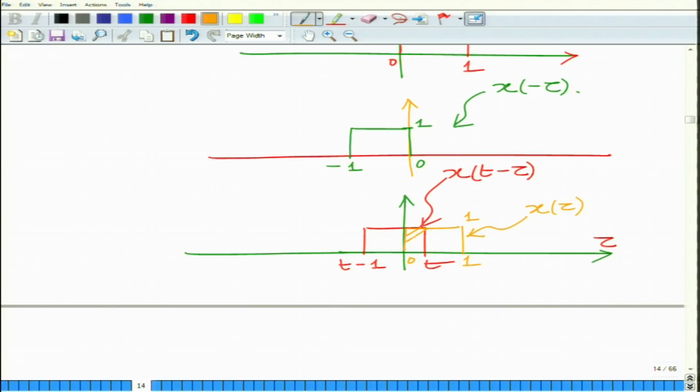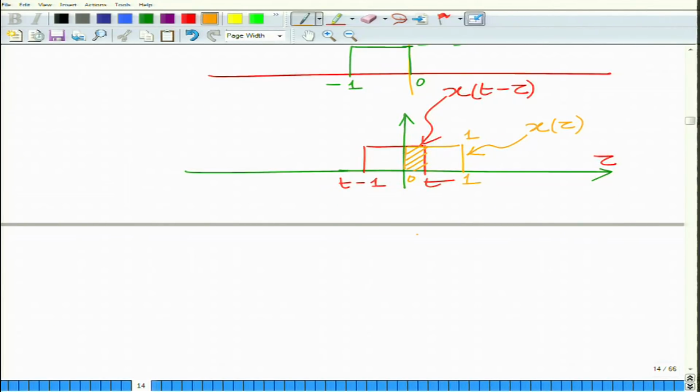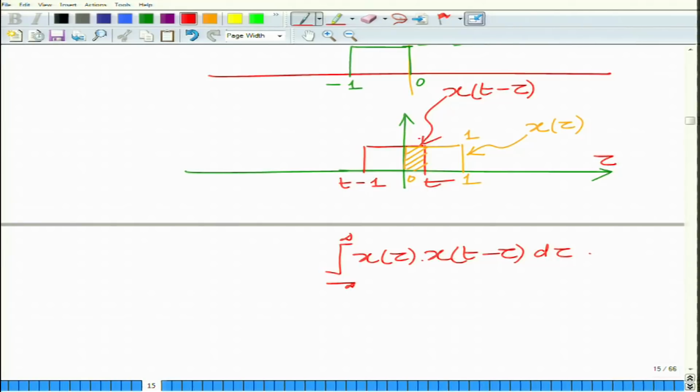So, this is basically the area of overlap between these two pulses. So, you can see the integral from minus infinity to infinity of x of tau, x of t minus tau d tau. Remember, for x of t minus tau, we flip about the y axis, that is, look at x of minus tau and then delay it by t, shift it to the right by t. Okay. And now you can see the corresponding overlap is of height 1 and width t. So, this will be equal to 1 into t equals t.